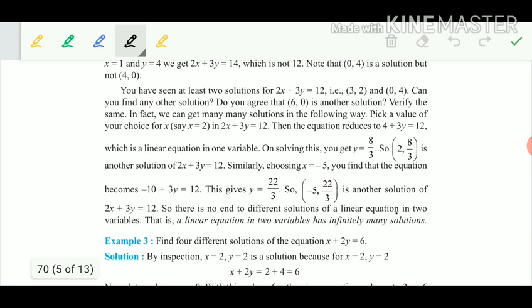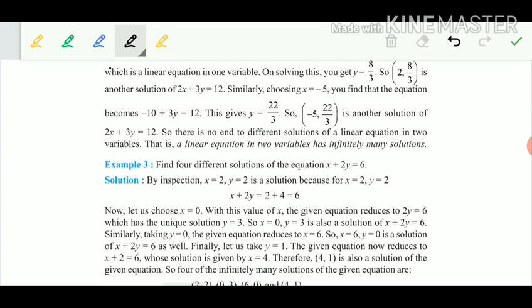A linear equation in one variable has only one unique solution. But a linear equation in two variables has infinitely many solutions. You can find the number of solutions for the linear equation in two variables. Now we will discuss how we can find the solution of a linear equation in two variables.